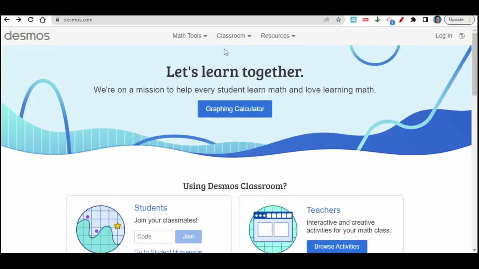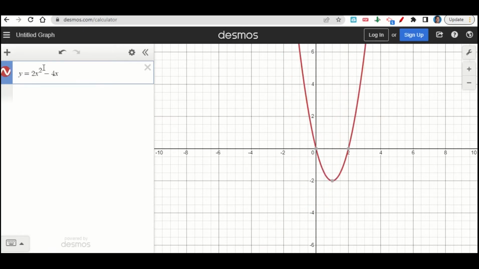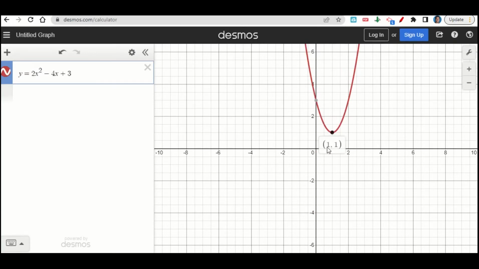So we go to desmos.com and we're going to click on Graphing Calculator. Now whether it's in standard form or vertex form, we can type it in either way to check our work. So we can type in y equals 2x squared minus 4x plus 3. And we can see the exact location of the vertex. And if we click on it, it'll tell us exactly where it is. So it's at x equals 1, y equals 1.